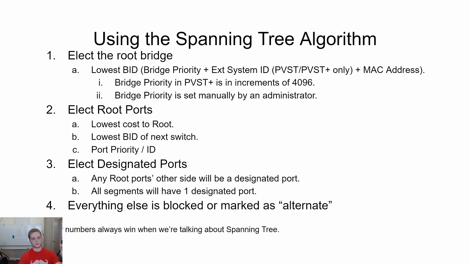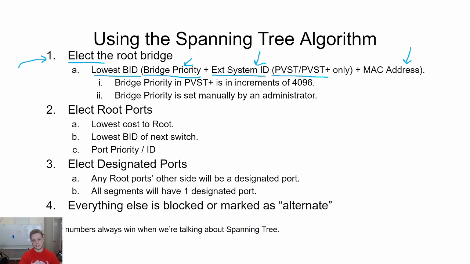There's going to be several steps that happen when we use spanning tree. So first we're going to do our election. We're going to elect the root bridge based on the lowest bridge ID, which is a bridge priority plus the extended system ID if you're using PVST, plus the MAC address. So the bridge priority is manually set by us. We can go and set the bridge priority manually.